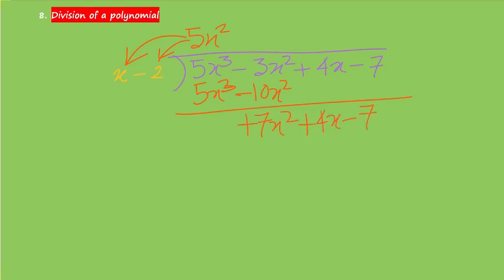This is plus 7, I can avoid this plus sign also, and then what do I have is I have to multiply 7x to x to get 7x square. So 7x square, then 7x with minus 2, so that should be minus 14x, and hence this minus 14 will become plus 14 and plus 4, so that is equal to 18x, and minus 7 will be dropped down.